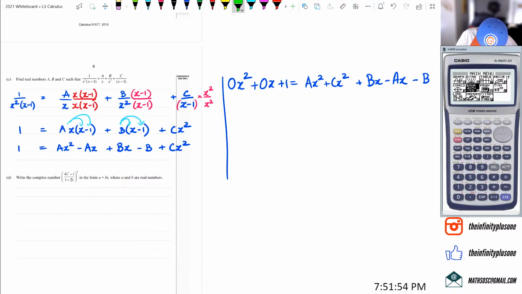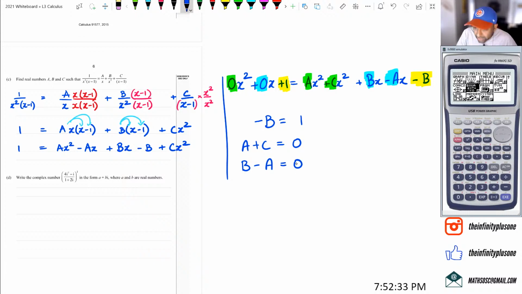So basically, now I can look at a plus c, which is going to equal 0. b minus a is also going to equal 0. Finally, you can see that negative b is by itself, the only thing without x attached to it, which means negative b is equal to 1. So that's the first thing we're going to write down: negative b is equal to positive 1. We've got a plus c is equal to 0. We also have b minus a is equal to 0.